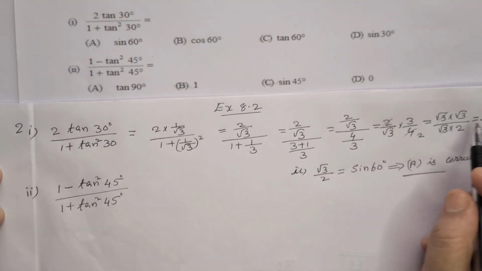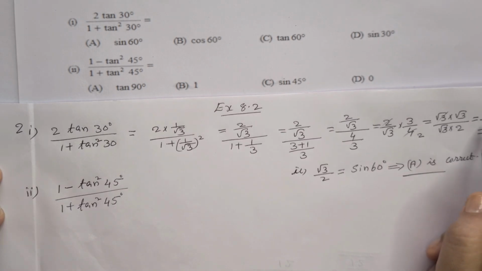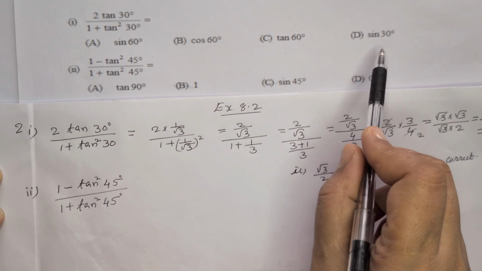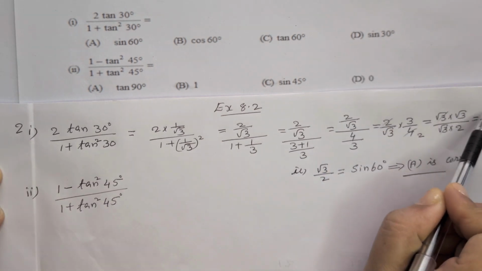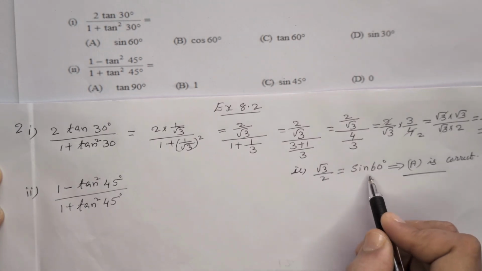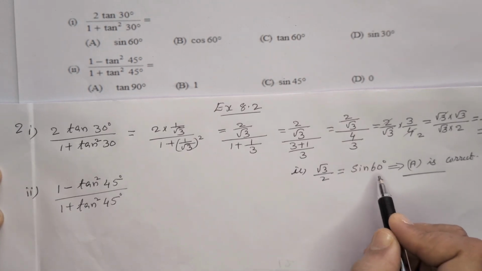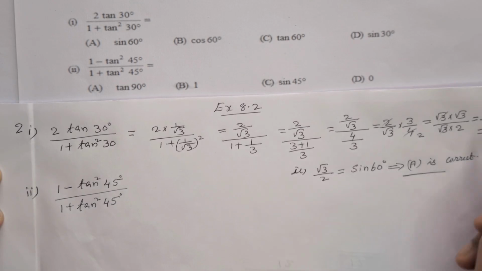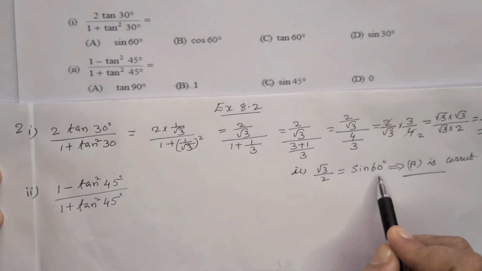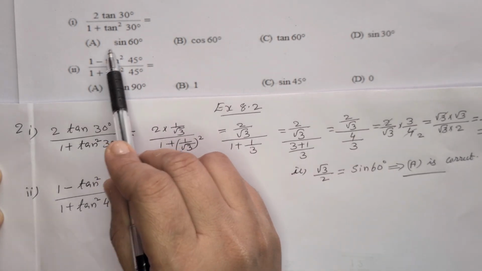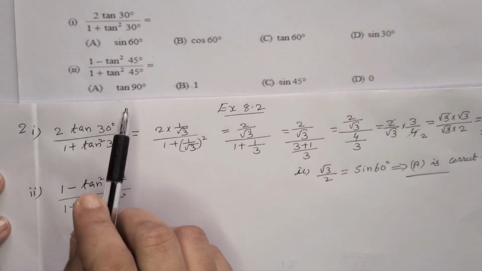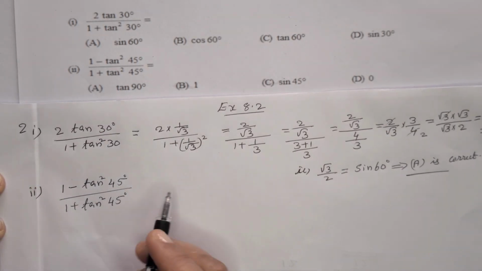So when we are simplifying, we are getting root 3 by 2 as the answer. But here the options are sin 60, cos 60, tan 60 and sin 30. So we have to compare this value with these ratios. Now we know that root 3 by 2 is equal to sin 60, or the value of sin 60 is equal to root 3 by 2. So the given expression is equal to sin 60, which means option A is correct.